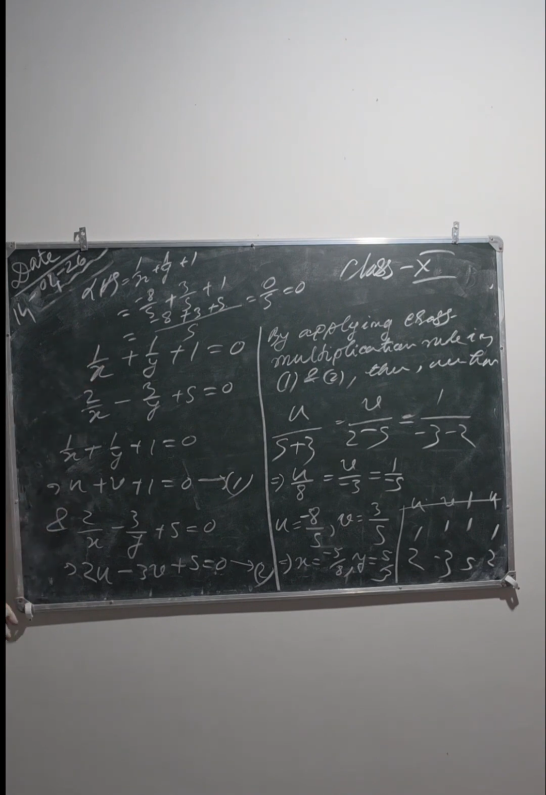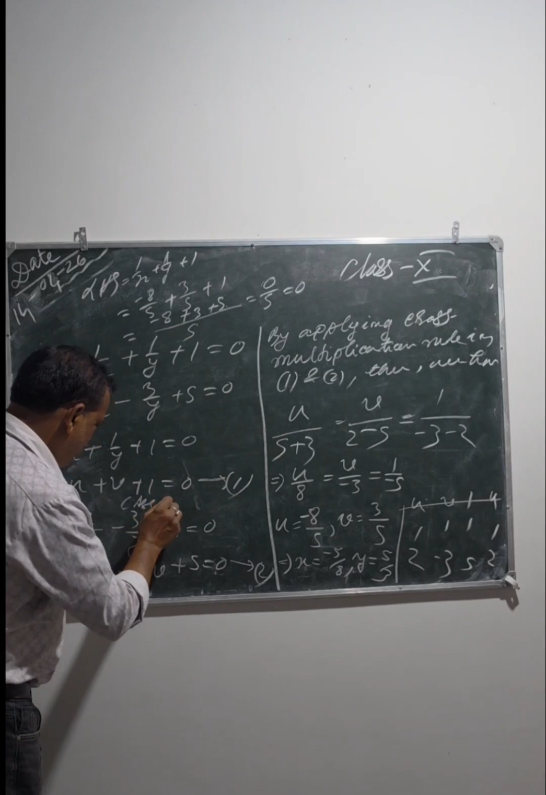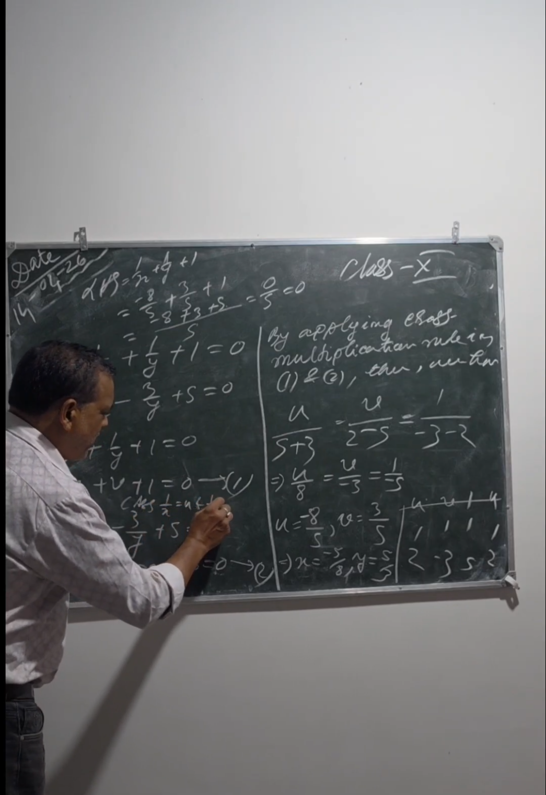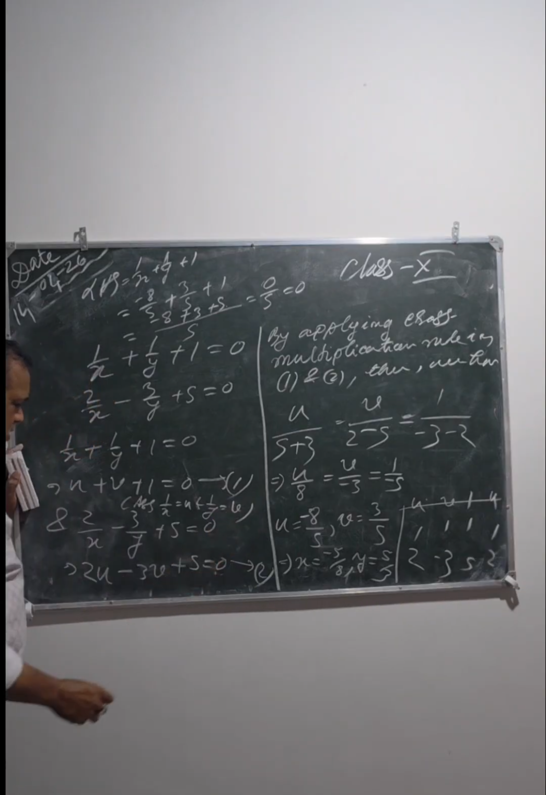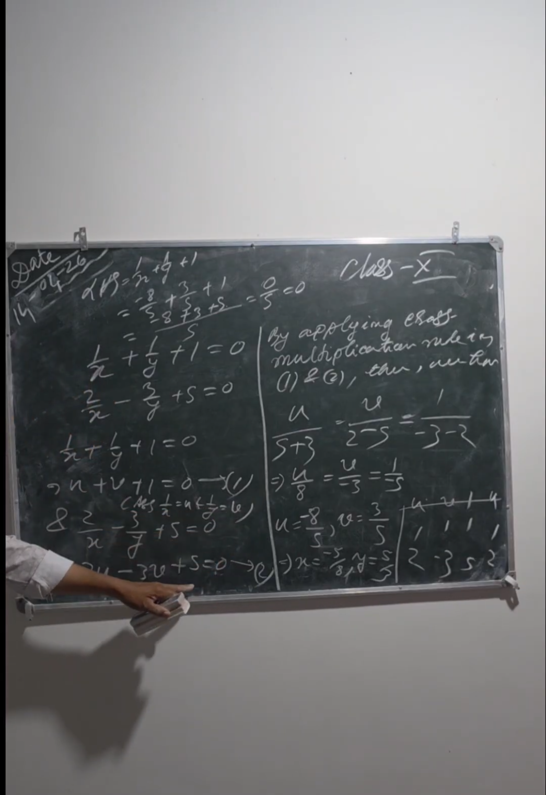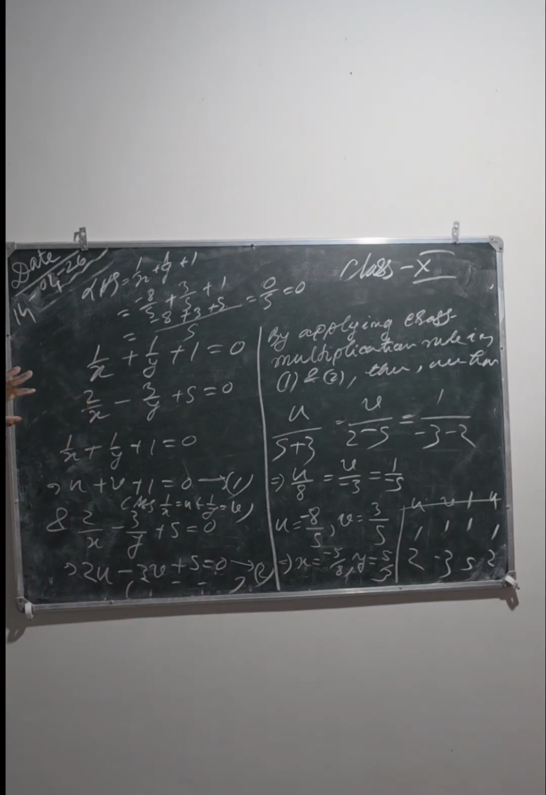One thing we are supposed to mention here: assuming 1 by x equal to u and 1 by y equal to v here, and in this case also, assuming 1 by x equal to u and 1 by y equal to v, that was supposed to be written here also. In this way, this type of equation we can solve by using the cross multiplication method.